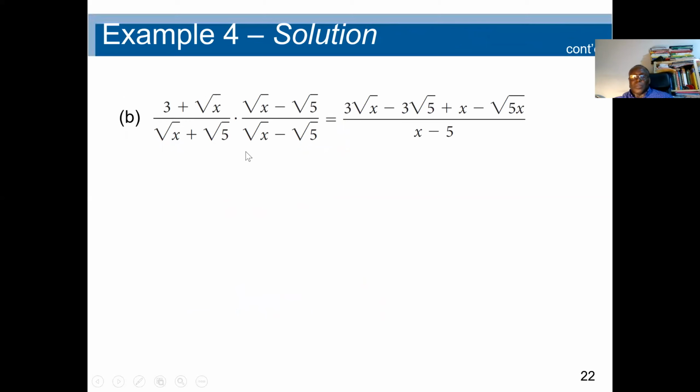So the second one is also the same thing. We have square root of s plus square root of 5. So we find the conjugate, and that gives us a difference of 2 squares. So it will cancel the square and square root cancel out. So we multiply everything at the top, and this is what we get. 3 times square root of s will give me 3 square root of x. 3 times negative square root of 5 will give me negative 3 square root of 5, plus square root of s times square root of s will be x. Then square root of s times negative square root of 5 will be negative square root of 5x.